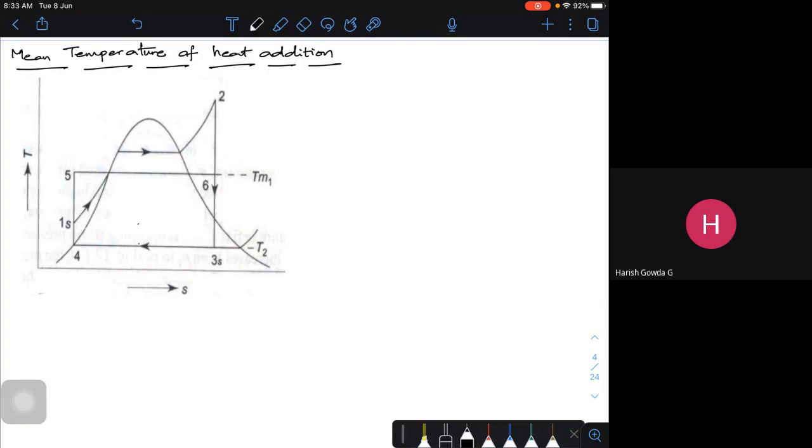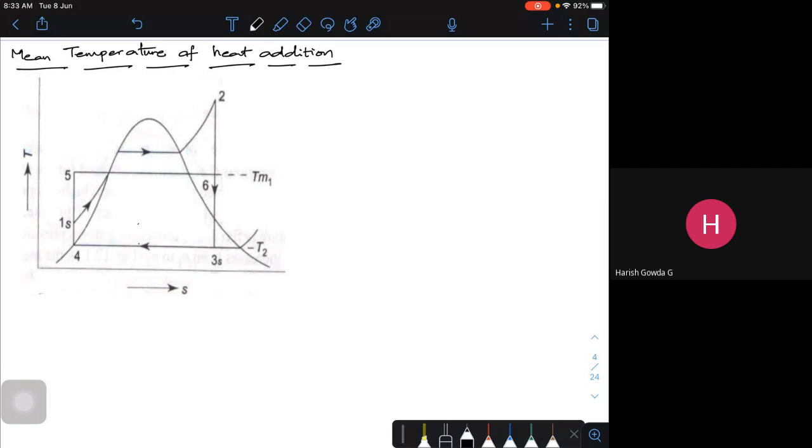Okay, so good morning. We were looking at the vapor power cycles. So, what is a vapor power cycle? It's a modified Rankine cycle, in which the working substance is the steam, or we call it maybe a pure substance.